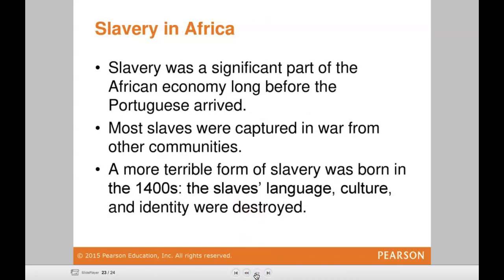Slavery in Africa. Slavery was a significant part of the African economy long before the Portuguese arrived. Most slaves were captured in war from other communities. A more terrible form of slavery was born in the 1400s as the slaves' language, culture, and identity were destroyed. The authors of the text are quick to note that although slavery was not necessarily a Portuguese invention, the fact remains that Europeans were the ones who took the market and made it this gigantic monstrosity of an institution that it was.